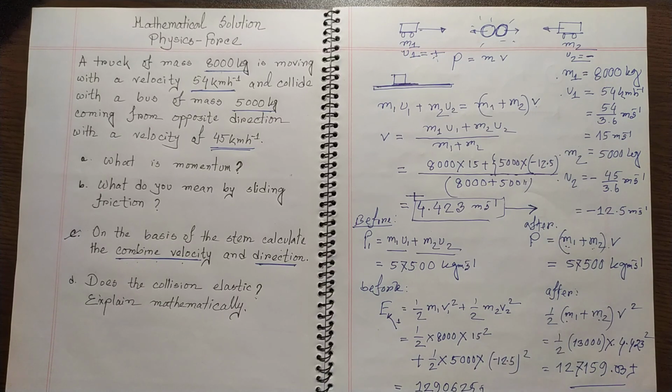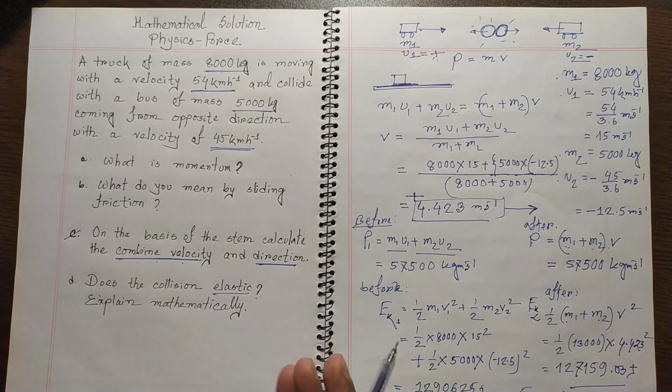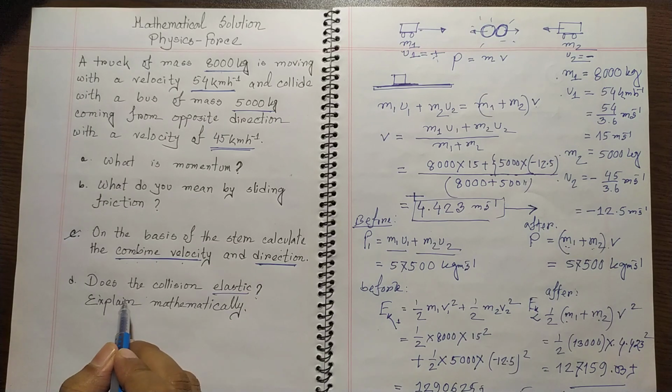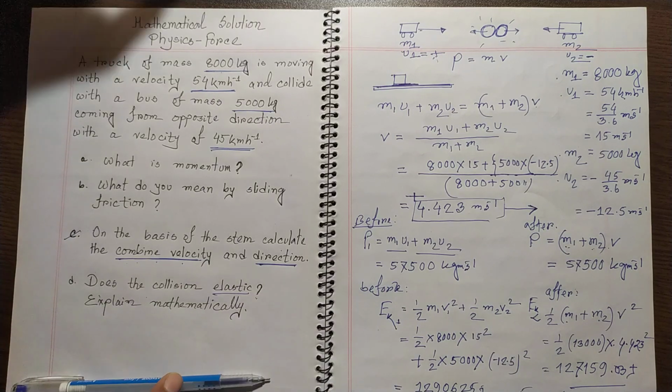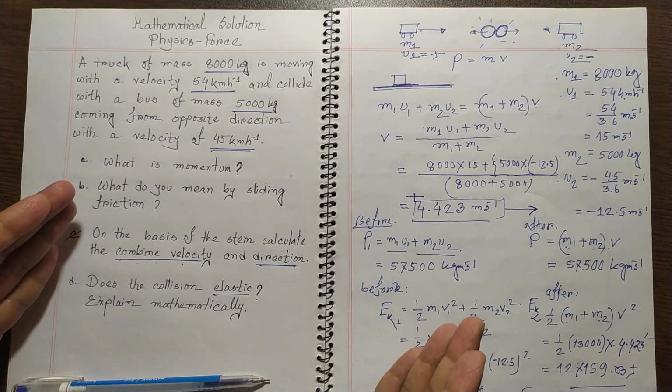Now you can see that the kinetic energy before was like this and it was not the same, so we can say that this is Ek2, and Ek1 is not equal to Ek2. So does the collision elastic? Therefore the collision is not elastic, because the kinetic energy was not equal. The kinetic energy is not conserved, so the collision is not elastic.